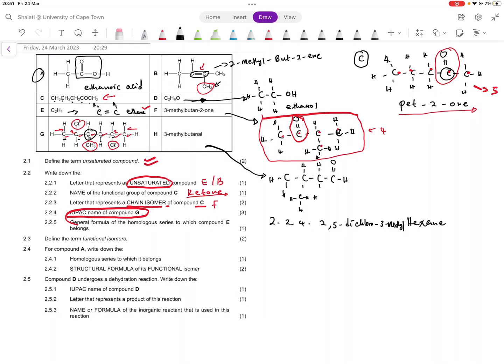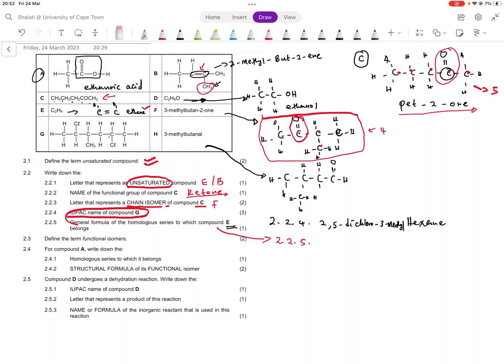Okay, and then the general formula of the homologous series to which compound E belongs to. So this one, they're just asking you to write down the formula of the functional group of E. So let's check the functional group for E.